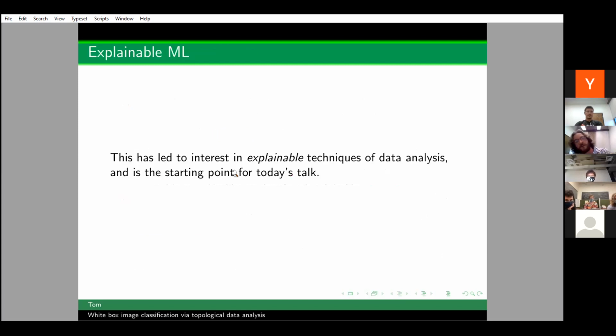So as you might imagine, this has led to a lot of interest in what is known as explainable ML. People call it explainable AI, artificial intelligence, but I have a problem with that, and I'll maybe talk about it at the end. But the point is that you're just trying to explain what's happening with your data analysis. And that is generally the starting point for today's talk.